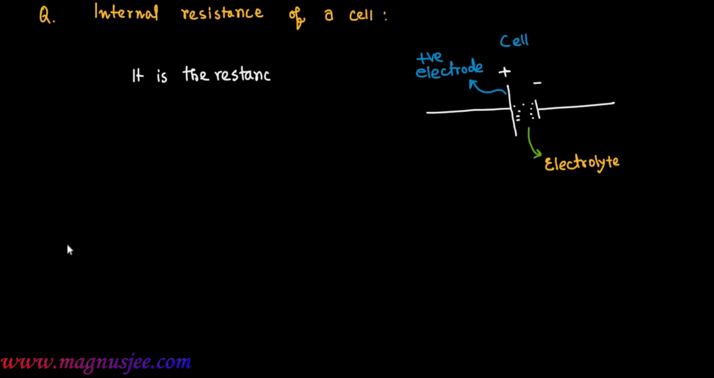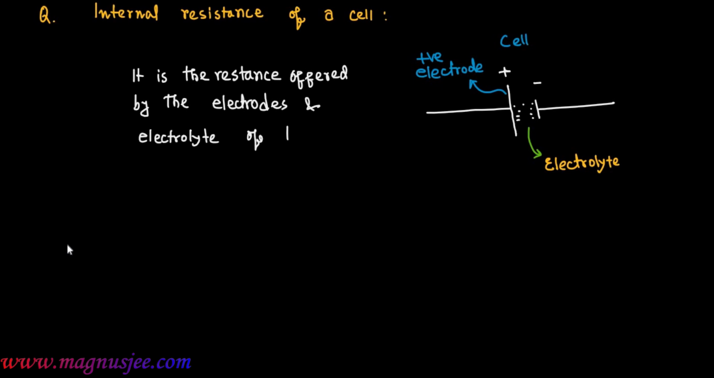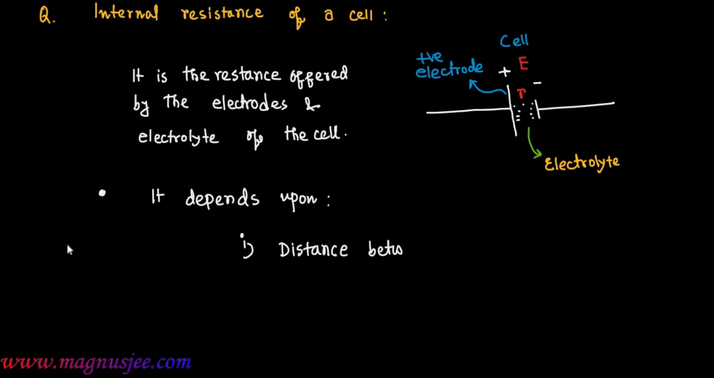Internal resistance is the resistance offered by the electrolyte and electrodes. It is the resistance offered by the electrodes and electrolyte of the cell, and we can denote EMF as E, and r is the internal resistance in the diagram. It depends upon the distance between the two electrodes of the cell.